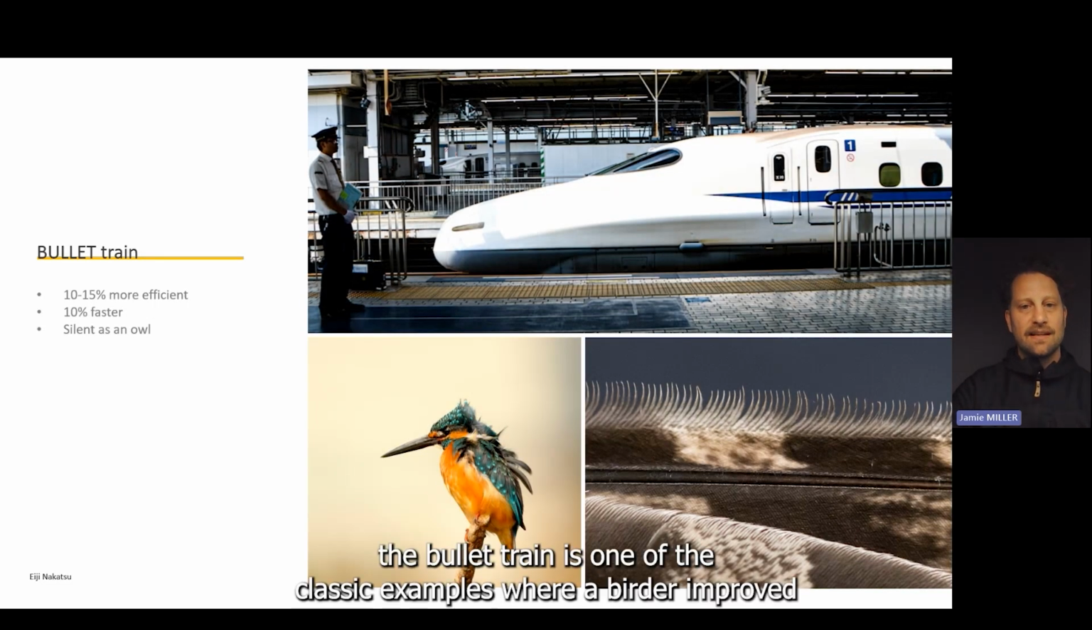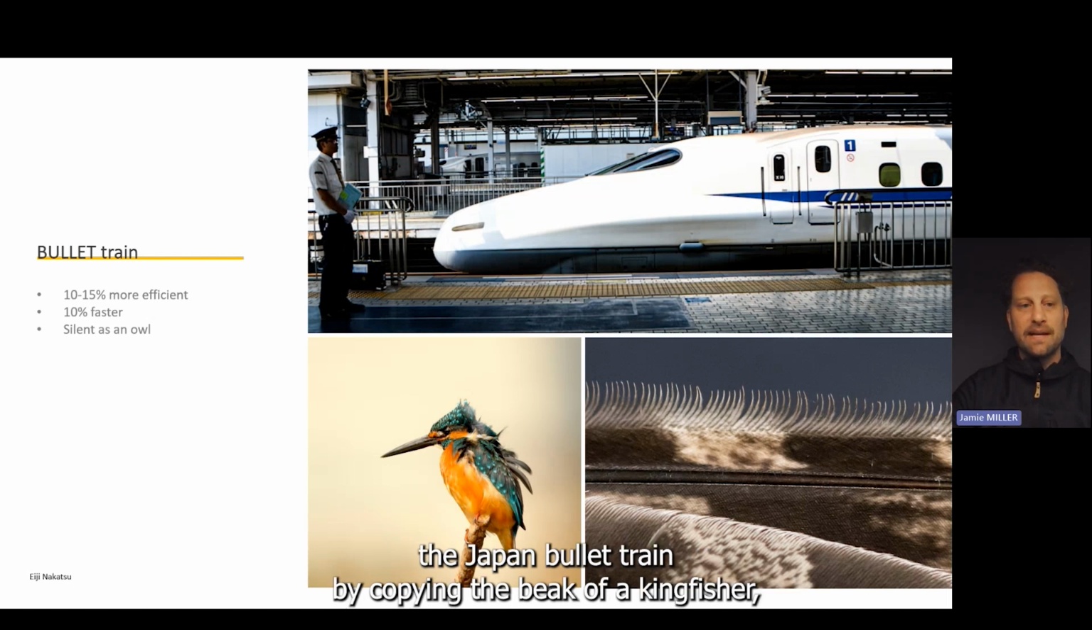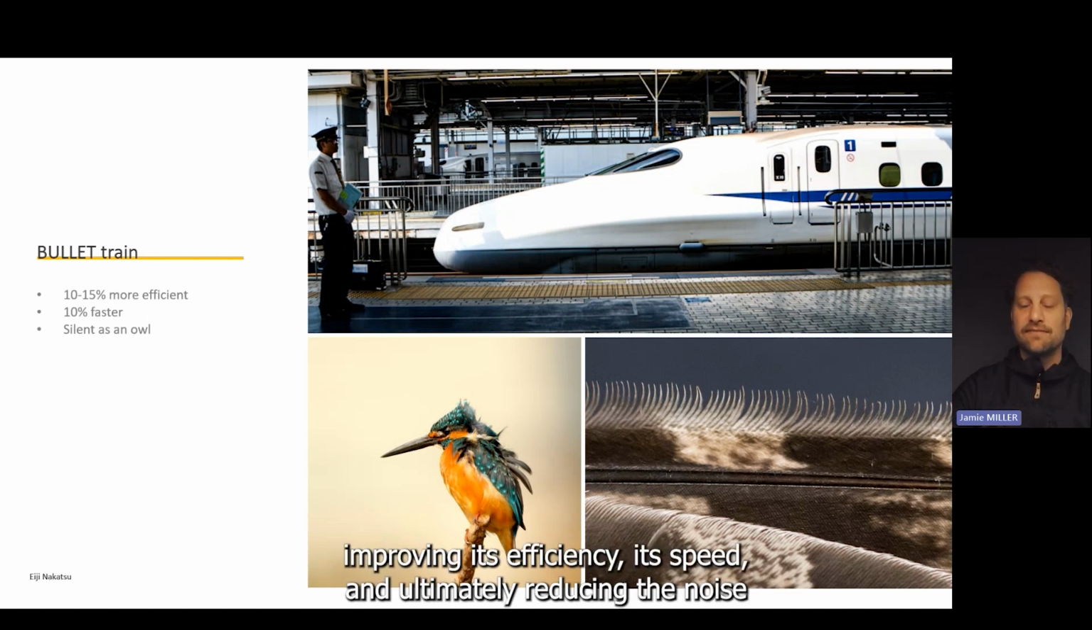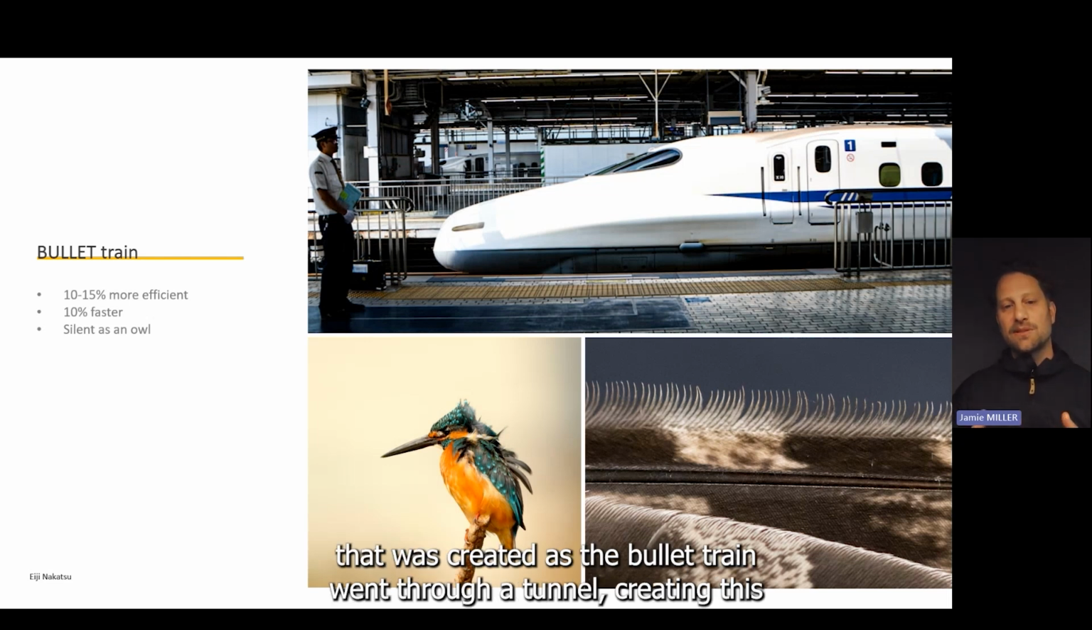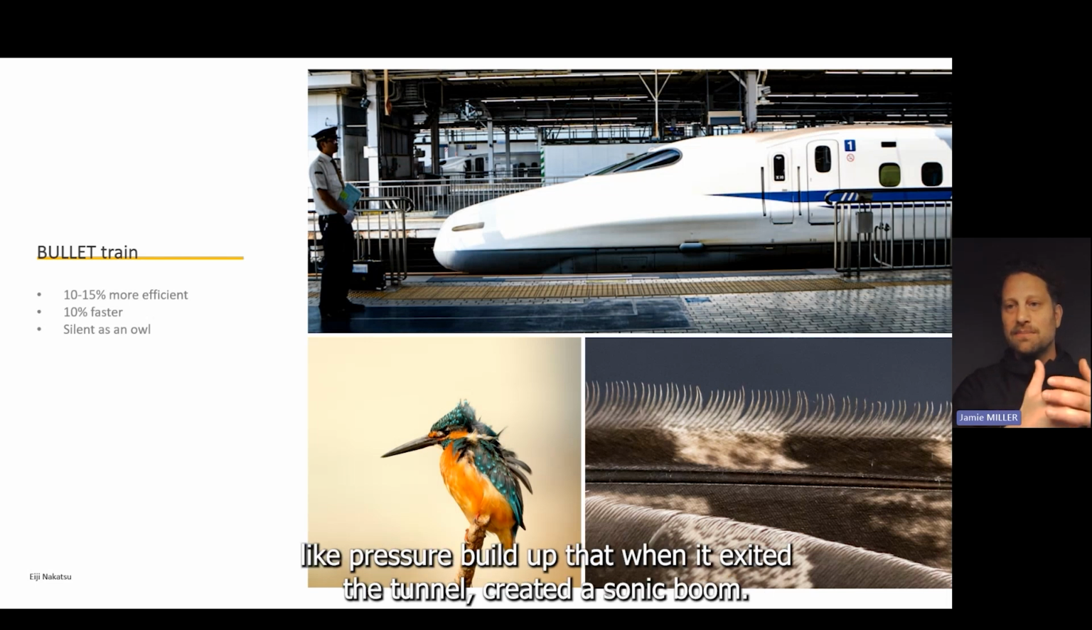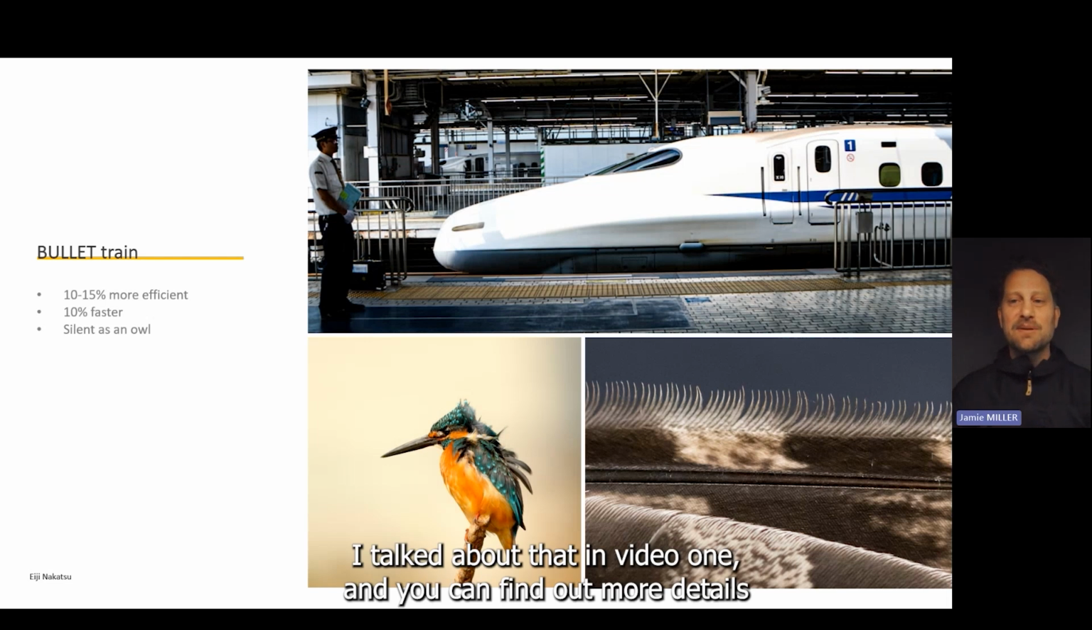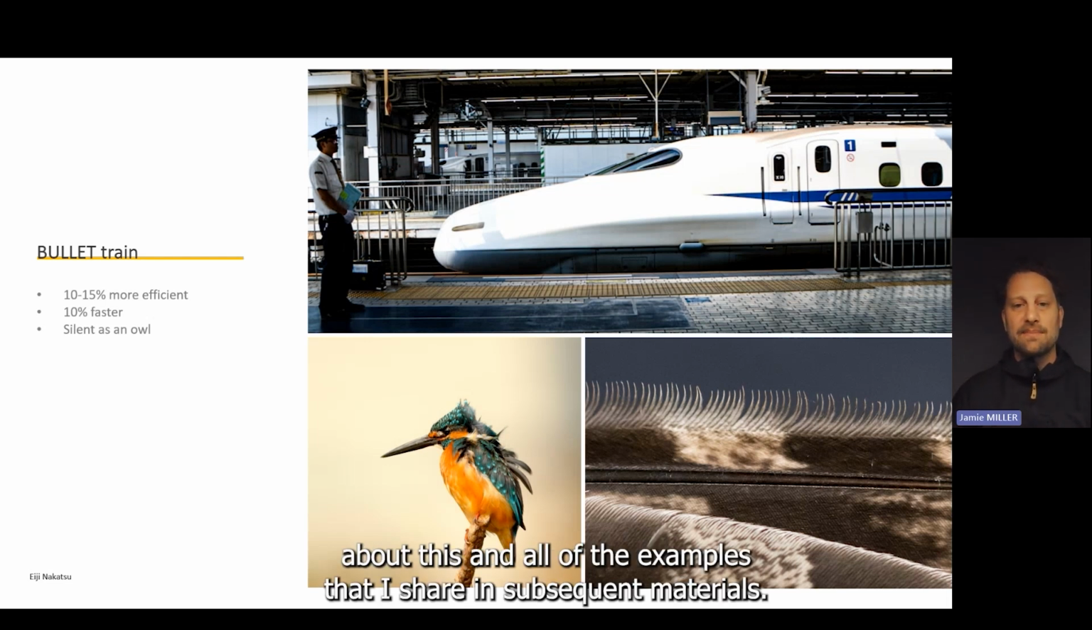For example, the bullet train is one of the classic examples where a birder improved the Japan bullet train by copying the beak of a kingfisher, improving its efficiency, its speed, and ultimately reducing the noise that was created as the bullet train went through a tunnel, creating this pressure buildup that when it exited the tunnel created a sonic boom. I talked about that in video 1, and you can find out more details about this and all of the examples that I share in subsequent materials.